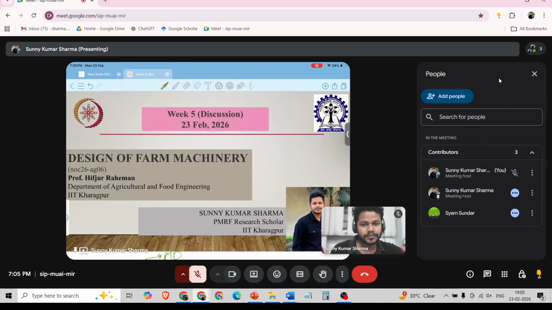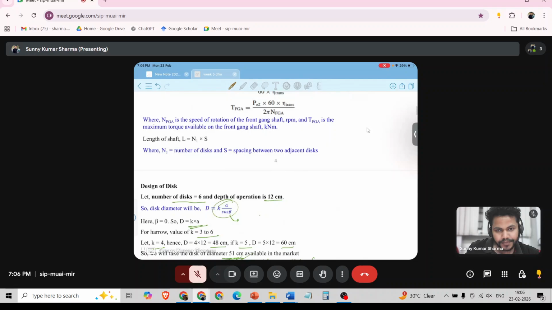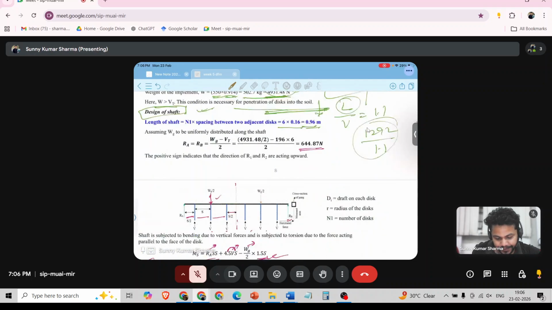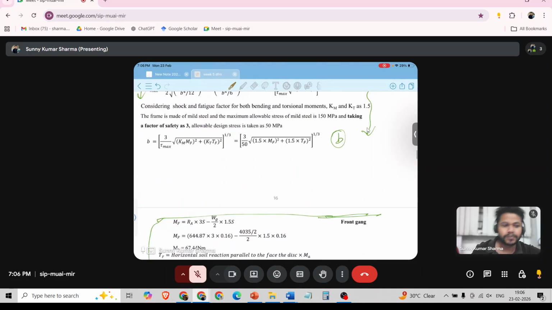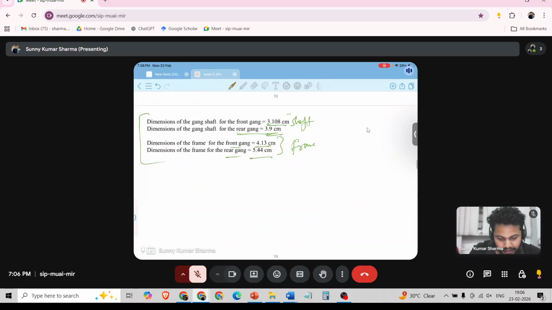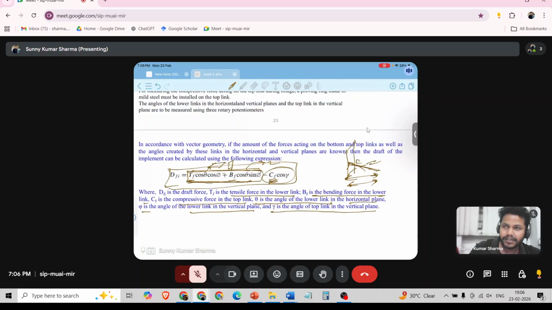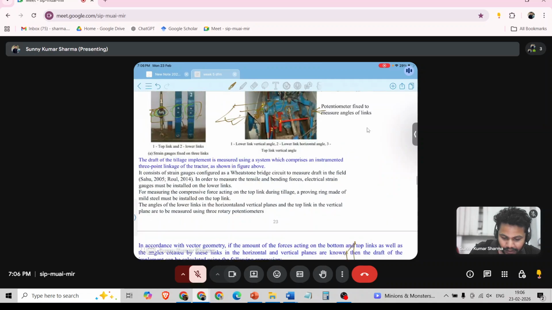Yes, sir. My query is regarding the draft of the implement. Previously, you told about the strain gauge measurement, right? Yes. I'm asking generally: for research purposes, are we going only for strain gauge, or for other dynamometers like hydraulic and mechanical? We have those also, right? Yes, two or three methods are there. In the 25th lecture, sir has discussed all the methods of calculating the draft for a 3-point linkage. There are two general methods. I am forgetting the name. One is this method and one is the dynamometer, which you are telling.